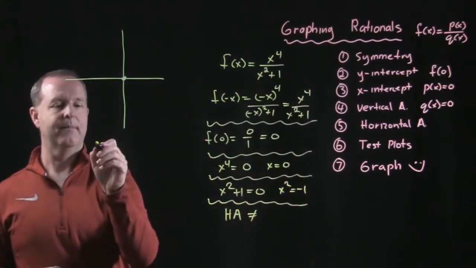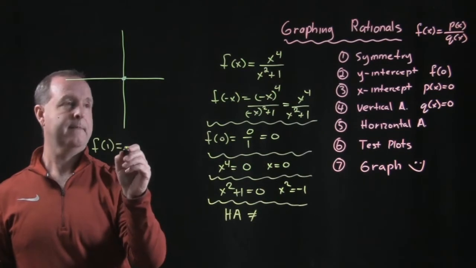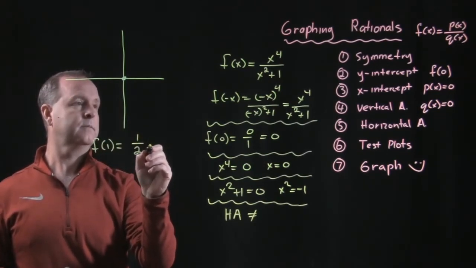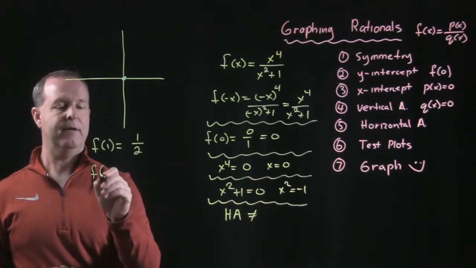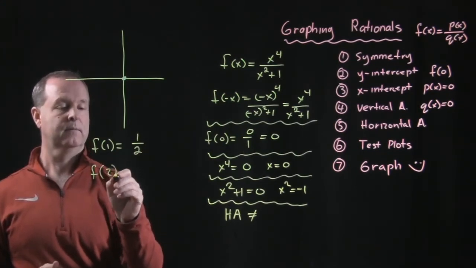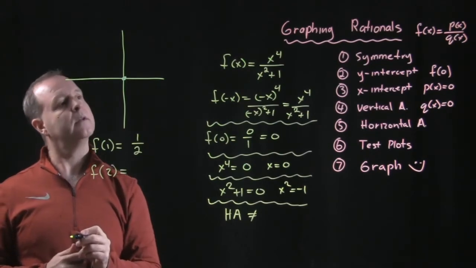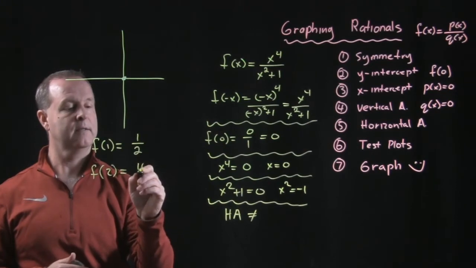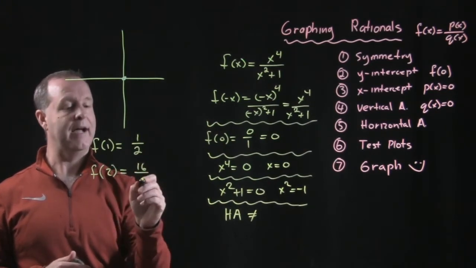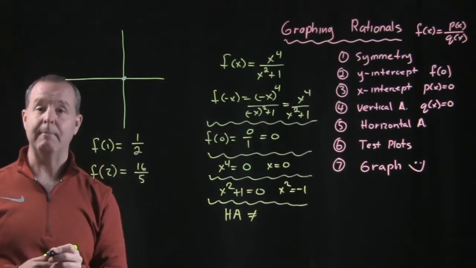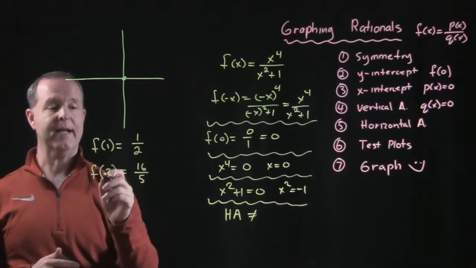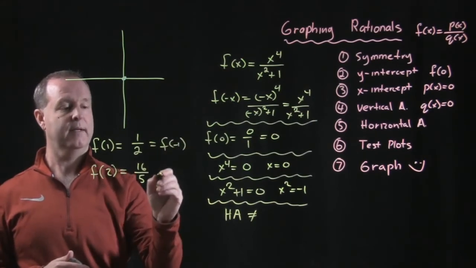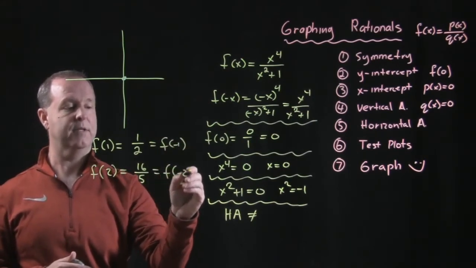And so let's see what f of 1 does. That produces a 1 over 2. And let's try f of 2. 2 to the fourth, 2 times 2, 4, 8, 16, all over 5. I know it's symmetrical, so I know that f of negative 1 will also equal this, and f of negative 2 will also equal this.